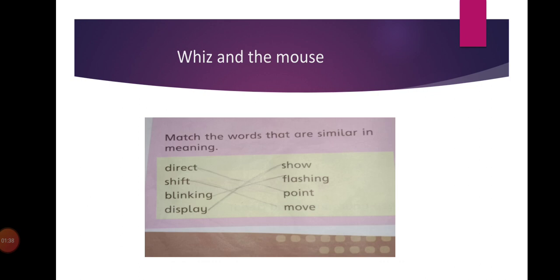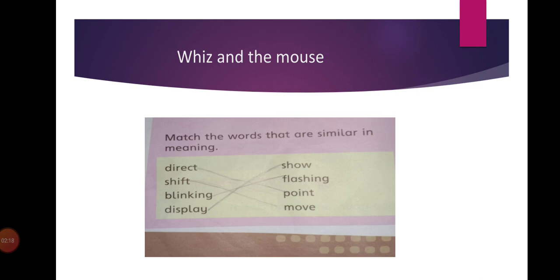And next slide student, you see match the columns. Match the words that are similar in meaning. Okay students, in these slides match the column. Students, you see first word is direct. Direct means point. Okay, that direct means point, that is a similar meaning of direct. And the second is shift. Shift is move, that is another similar meaning, move.